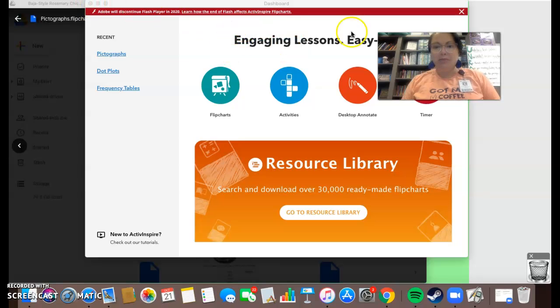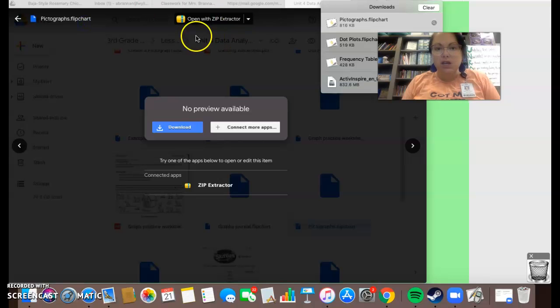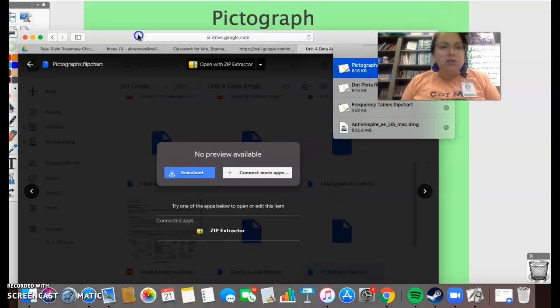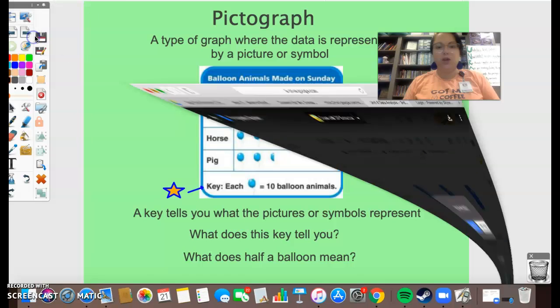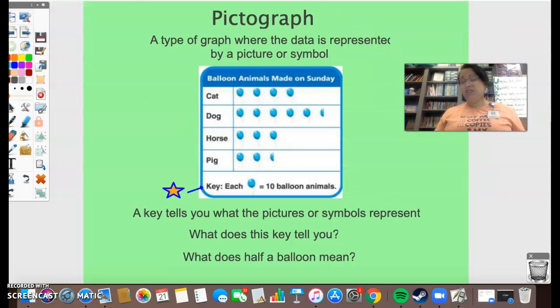All right, let's talk about pictographs. Let me get this out of the way. And this. Okay, here we go. So pictographs, this is nothing new, guys. This is something you guys have done since kindergarten. We may do a little more advanced stuff today than what you have before, but this is mostly going to be a review. So I'm going to try to go pretty quickly.